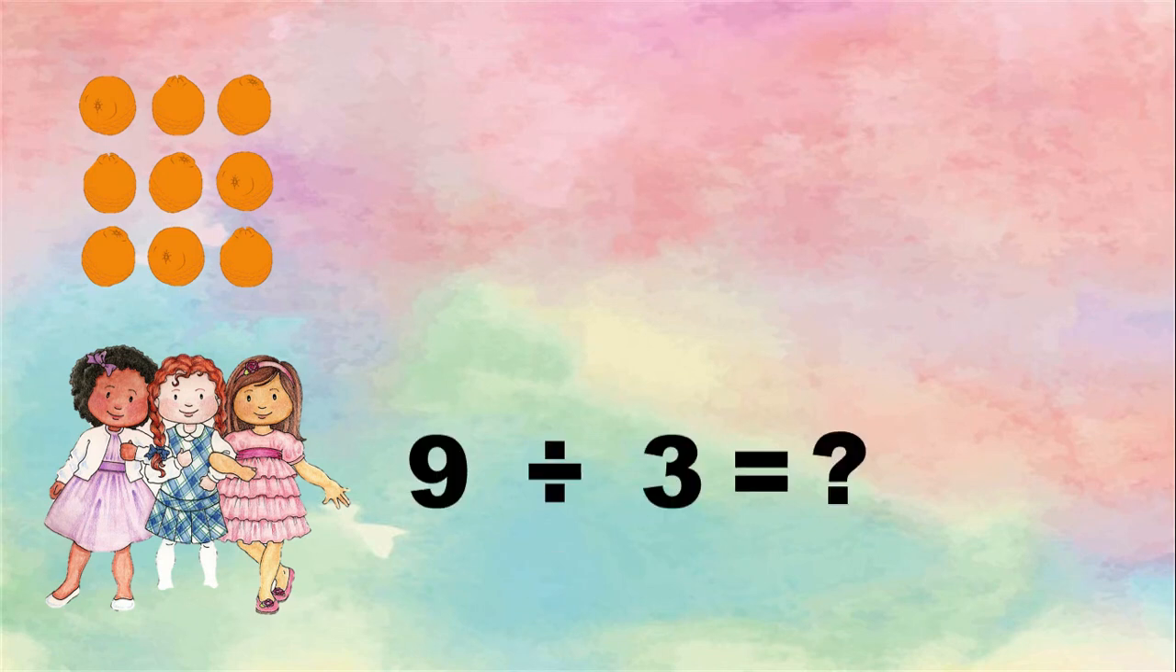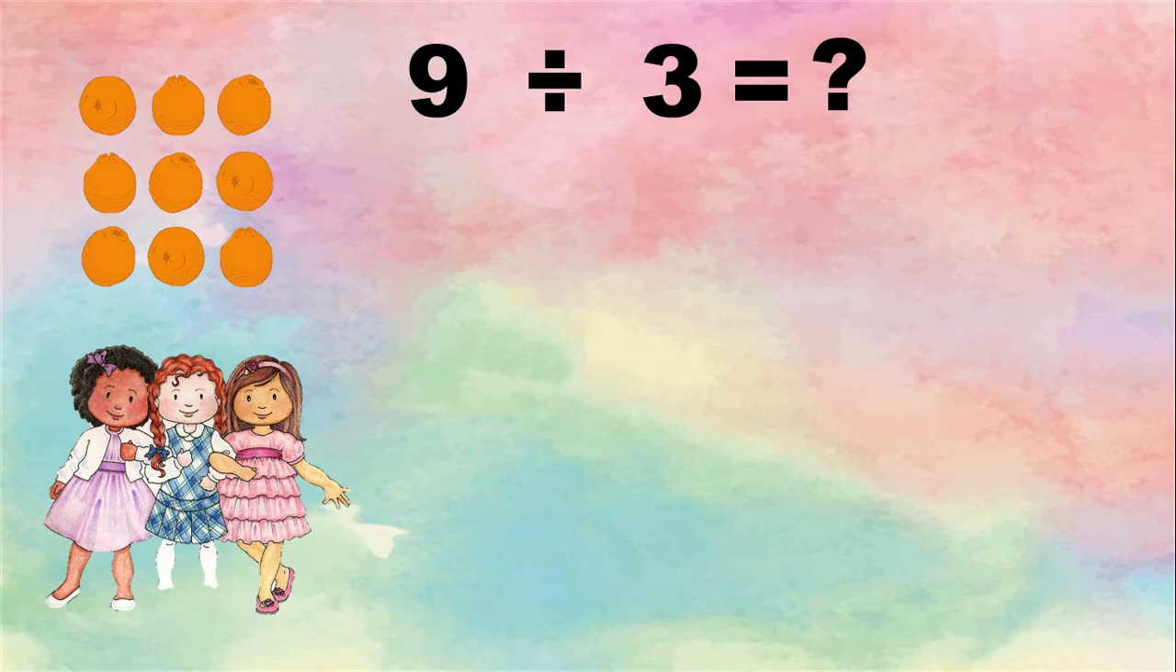So we are going to divide these oranges among these 3 beautiful girls. So the division sentence: 9 divided by 3 is equal to question mark. So 9 is the dividend and it's the total number of oranges, and 3 is our divisor, because we're going to divide the oranges among the 3 girls.